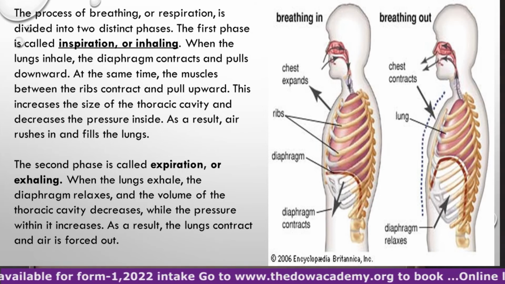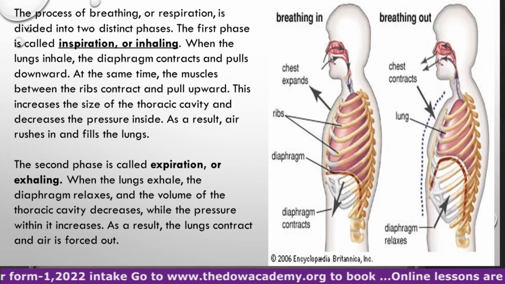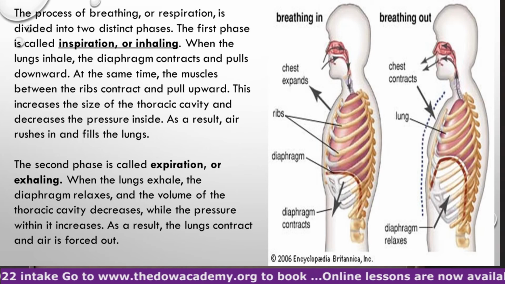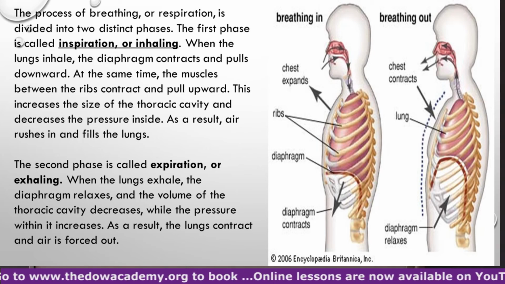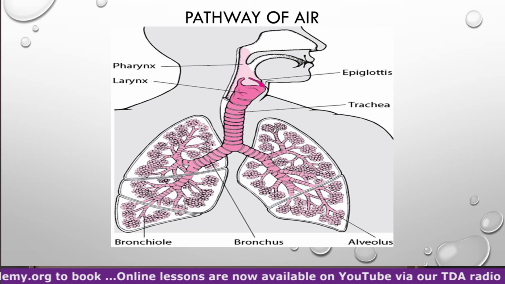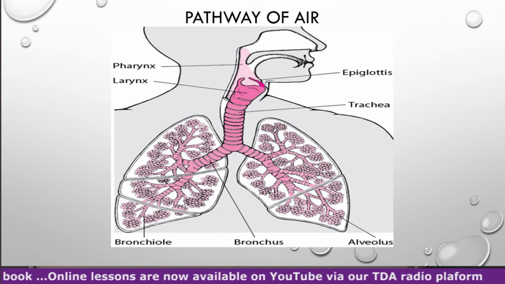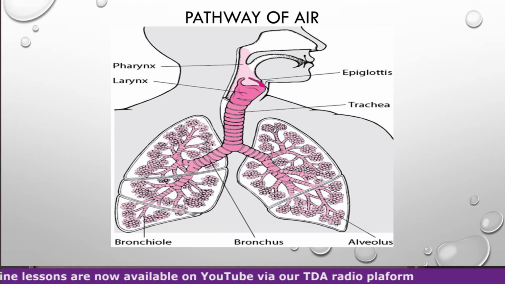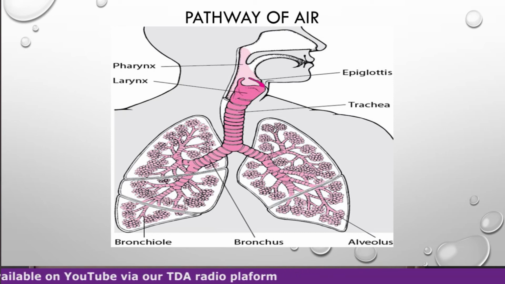We also went on to explain the pathway of air in the body, which is to say, air goes in through the nose, it further goes down through the pharynx and the larynx. It is here at the epiglottis where air goes into the trachea, also known as the windpipe.